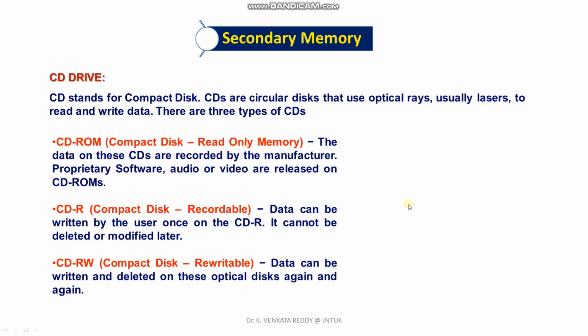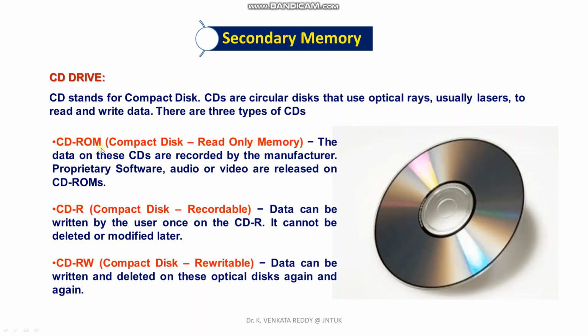In CDs, lasers are used to read and write the data. There are 3 types of compact discs available: CD read-only memory, CD recordable, and CD rewritable. The standard size of a compact disc CD is 700 MB, which is available for only 10 rupees in the local market.